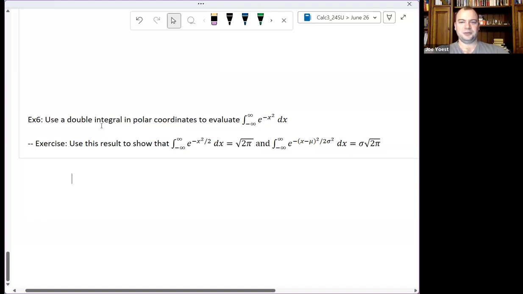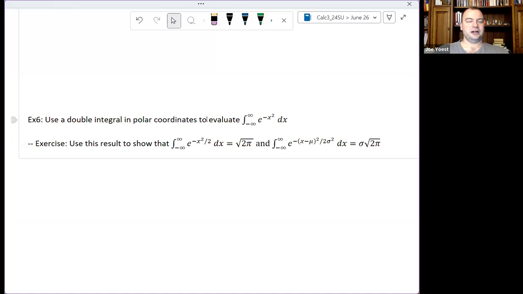So example 6: use a double integral in polar coordinates to evaluate this single variable integral, minus infinity to infinity, e to the minus x squared dx. Now, one little note here, I'm going to be a little hand wavy on some of these details. When we start throwing around infinities, we have improper integrals. That always means there's some kind of limit. Typically, we'd have to be very careful. All of those careful things we have to take into account do work out fine for this problem. This is integrable and everything, no problems there.